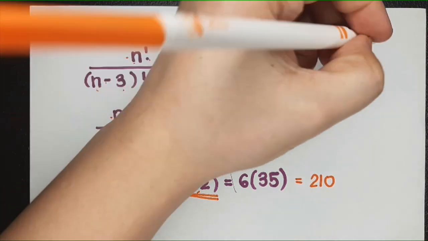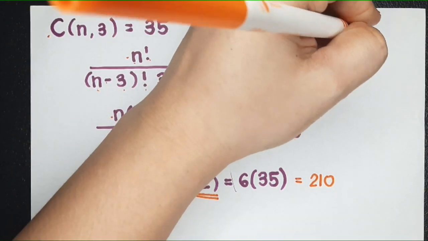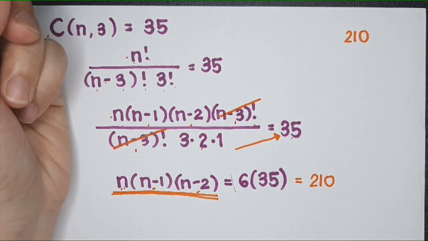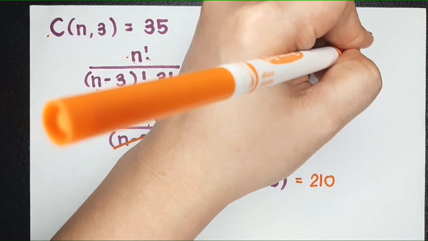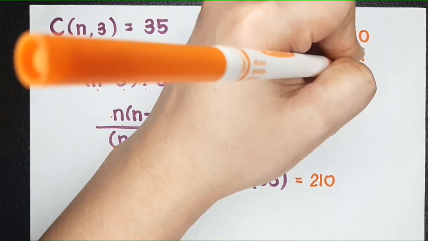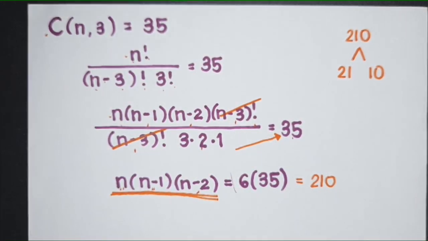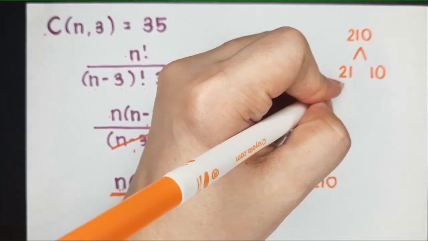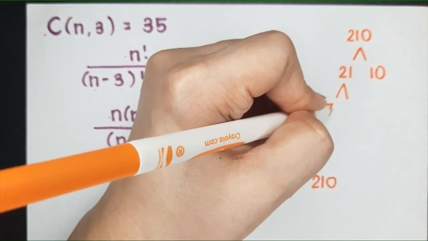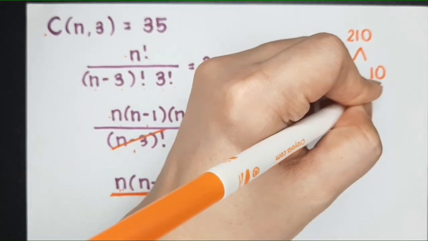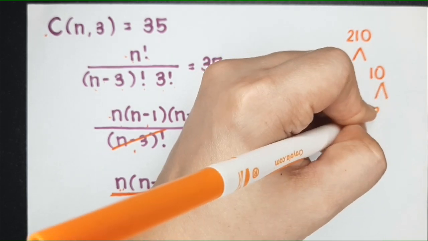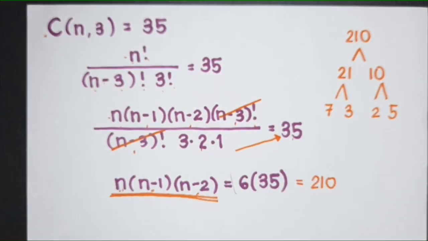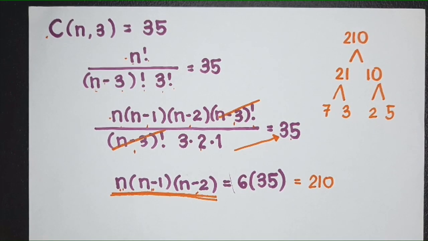So, kunyari, ito, 210. I'm going to write 210 here. Tapos, siguro naisip ko agad, 21 times 10. Kita nyo? Tapos yung 21, maiisip ko kaagad 7 times 3. Tapos yung 10, 2 times 5. Like that. Okay? Tapos magta-try lang kayo.